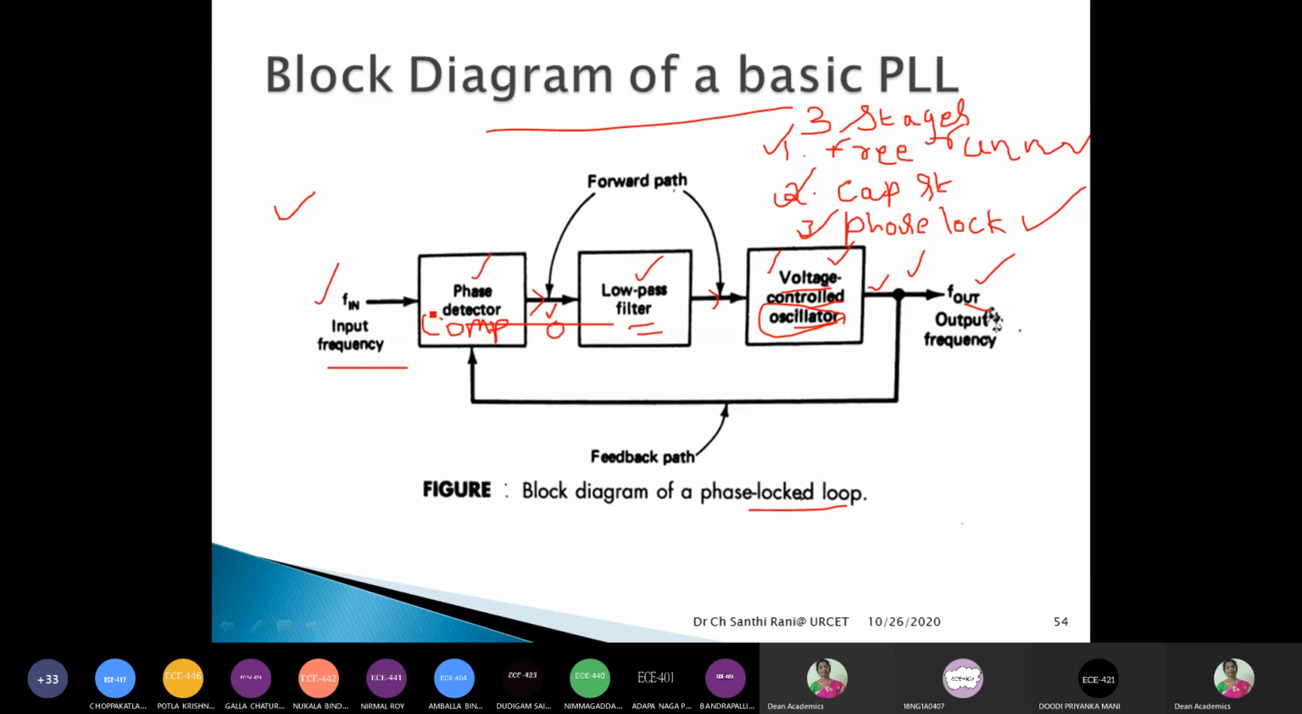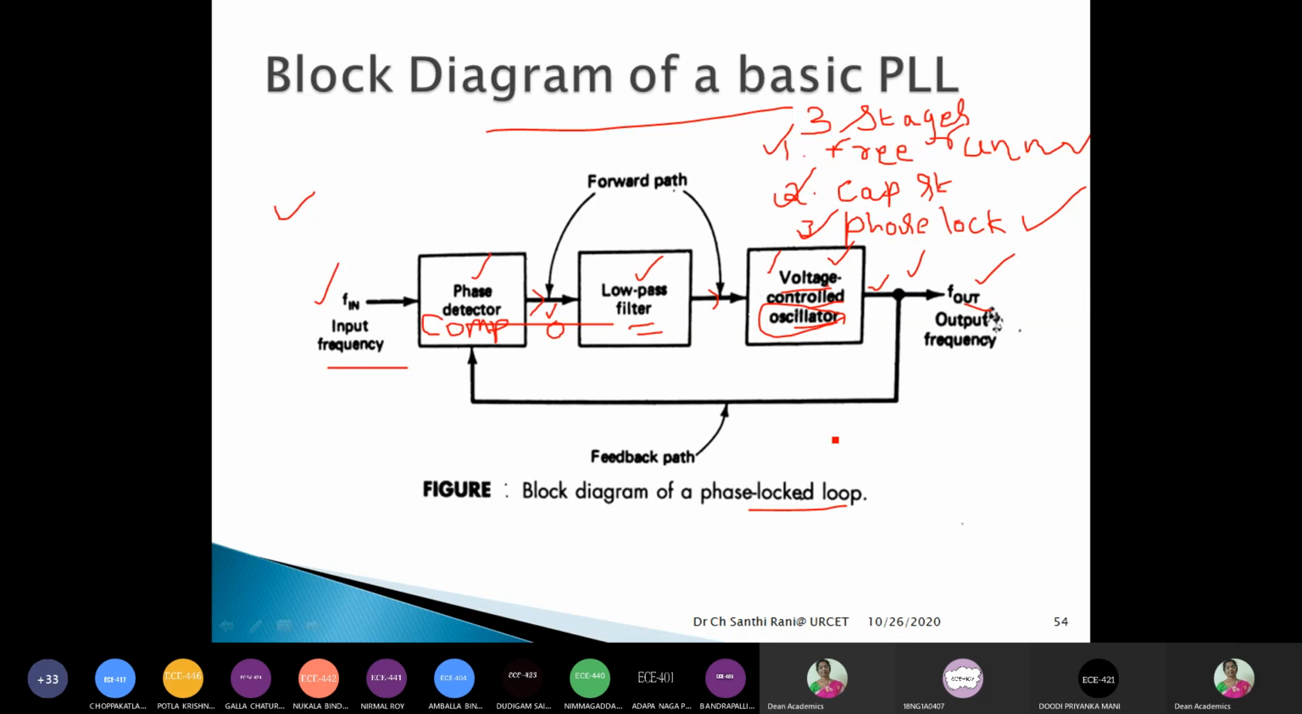Input frequency is applied. The phase detector compares the input frequency with the voltage control oscillator output frequency. Then the difference error signal is applied to the low pass filter. The low pass filter output is applied to the voltage control oscillator. The voltage controlled oscillator gives an output frequency proportional to the input voltage, and that frequency is again fed back to the phase comparator or phase detector.